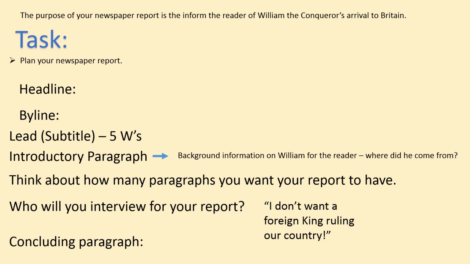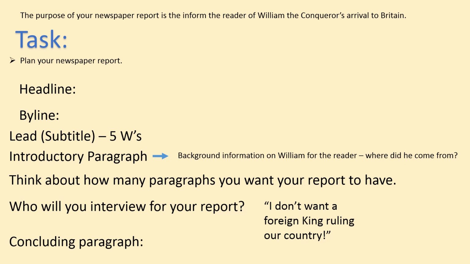Your introductory paragraph over here, you can add background information on William for the reader. Where did he come from? So you can add bullet points. And think about how many paragraphs you want your report to have. Who will you interview for your report? Remember, you can make up the interviews. So for example, I have over here, I interviewed someone and they said, I don't want a foreign king ruling our country. And then you can add that to your report, inverted commas. So what type of people would you interview? And at the end, you can have your concluding paragraph.